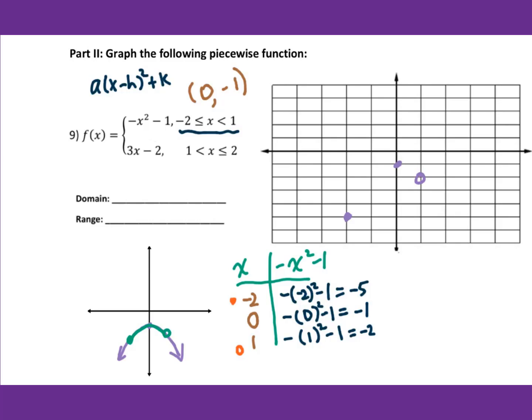Since the vertex is 0, -1, this will be the symmetric line. In other words, this is the point, and this is the symmetric point. Then this time we can connect these 4 points we got.